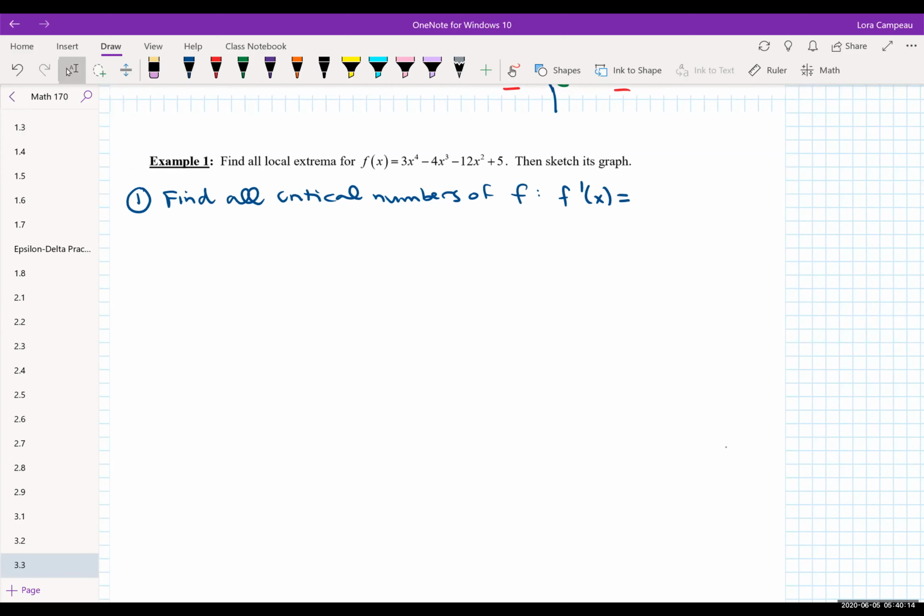And if I'm taking the derivative, I should have, let's see, 3x to the 4th, we should have 12x cubed minus 12x squared minus 24x.